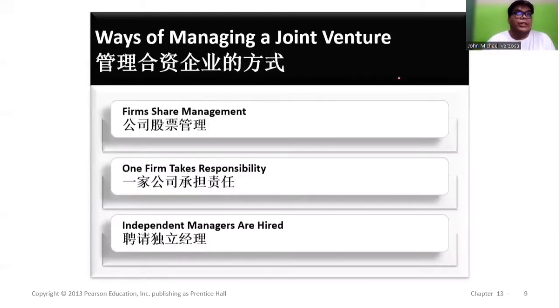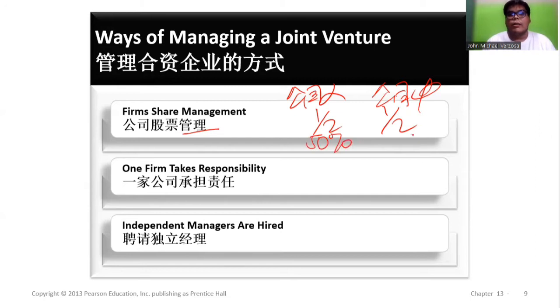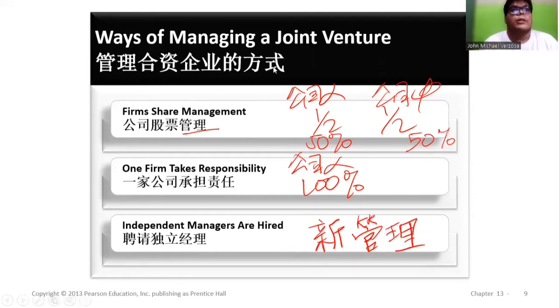So there are 3 ways of managing a joint venture. Firms share management, so one half. For example, company Alpha and company Beta, their management is half and half, 50%. And then on the other one, only one firm takes responsibility. They hire someone else. For example, they get a new manager. Different management. That is the possible scenario.